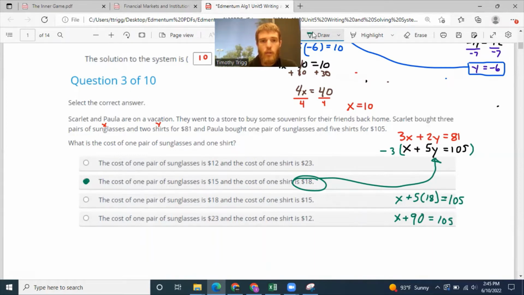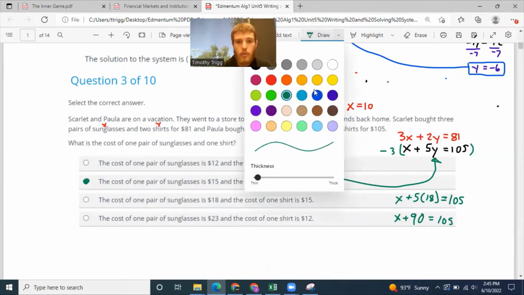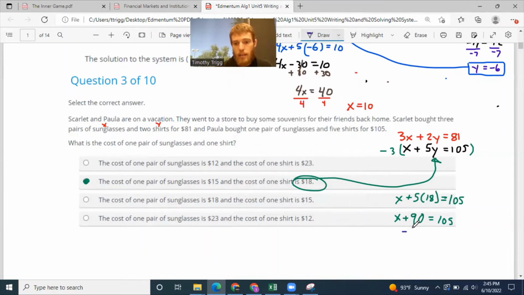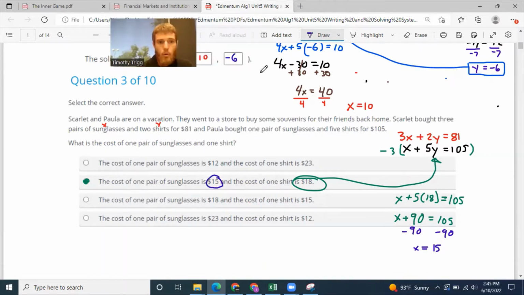Then how would we solve for x here? Well, hopefully you can see that I would subtract 90 on both sides of the equation, giving us the cost of the sunglasses is $15. And indeed, that's what we see here in this answer choice. Okay.